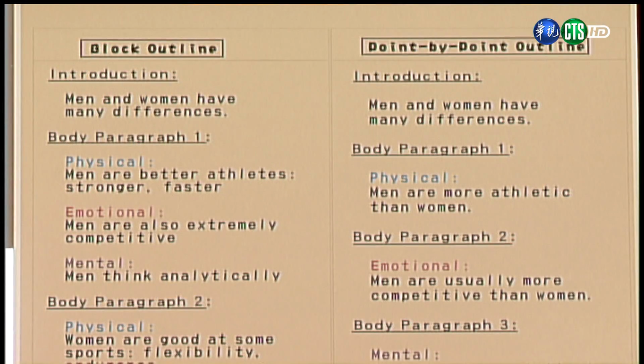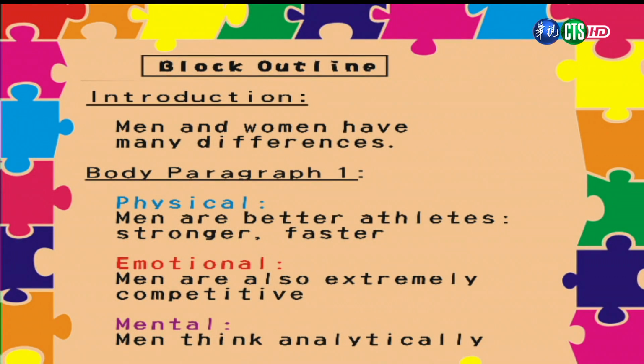Now let's take a look at our outline. And we can see that both of these outlines are going to start out with the same introduction, which focuses on the following thesis, that men and women have many differences.